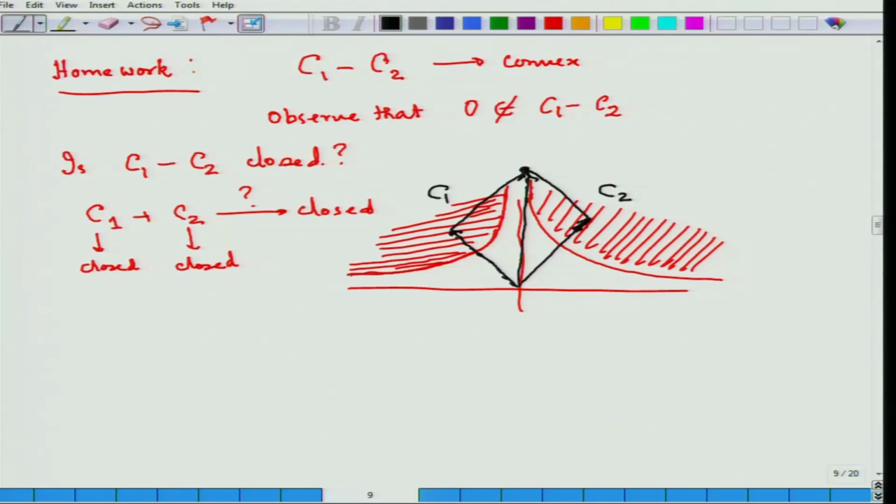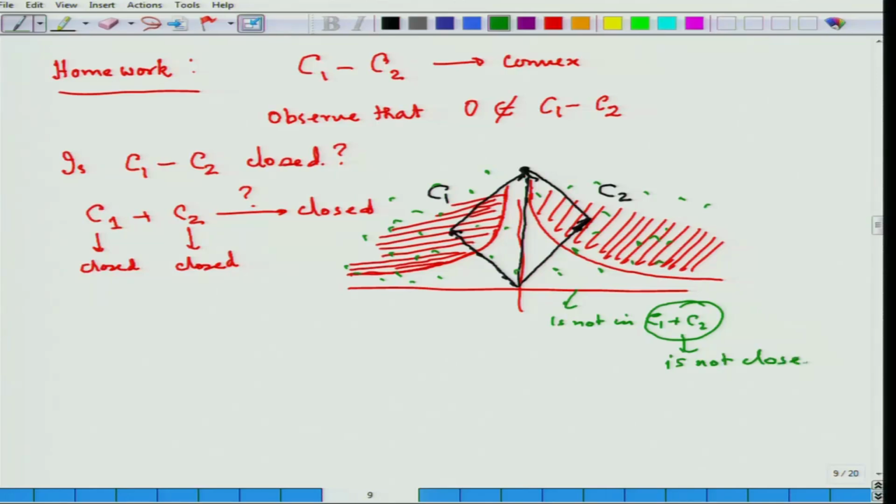So, what I am doing is that if I keep on doing this for all points here, with this sort of combinations, I will basically get this set, this whole half space, but I will not get this line, the red line. So, this red line is not in C1 plus C2. But this is a part of the closure of C1 plus C2, the closure of the half space. So, as a result, C1 plus C2 in this case is not closed.